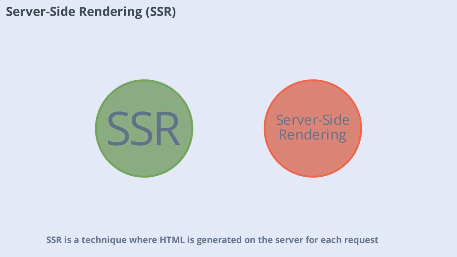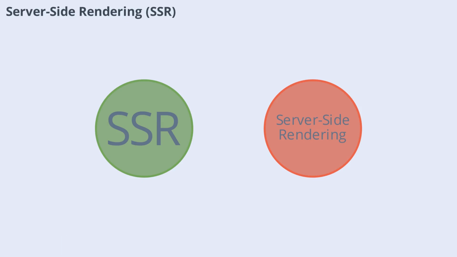SSR is a technique where HTML is generated on the server for each request, then sent to the client. This approach improves the initial load time and SEO, as search engines can easily index the pre-rendered content. In Next.js, SSR is implemented using the getServerSideProps function, which fetches data at request time and passes it as props to the page component. This ensures that users always see the most up-to-date content, making SSR ideal for dynamic, data-driven applications.